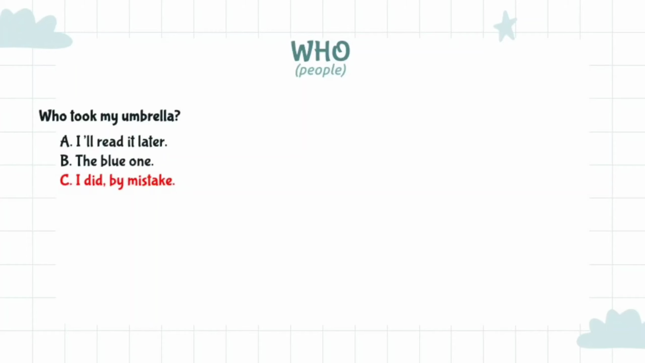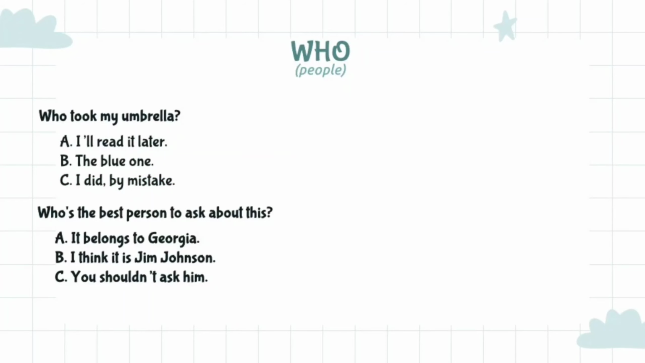Let's go to the next question. Who is the best person to ask about this? A. It belongs to Georgia. B. I think it is Jim Johnson. C. You shouldn't ask him. The best response for who is the best person to ask about this is B. I think it is Jim Johnson. Go on to the next page.